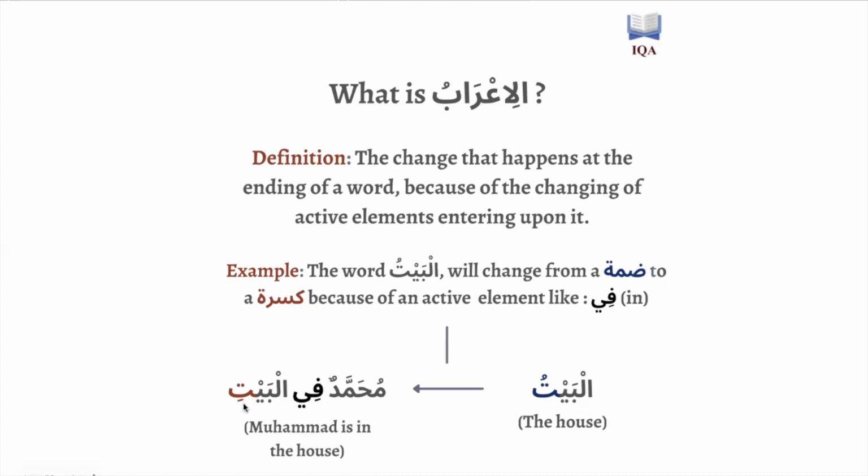Now, there are different types of endings that a word can have, and that's what we're going to be covering in the next section. But if you understood this, you understood what i'rab is. I'rab is the change that you're seeing at the ending of the word: baytu, bayti, baytan. Why is that change happening? Because there's certain words that are coming in the sentence that are making that change happen. And those words are called active elements. This entire thing I just explained is what i'rab is.